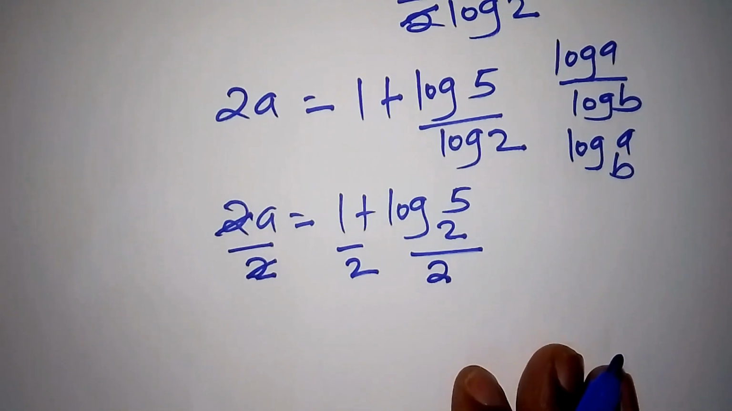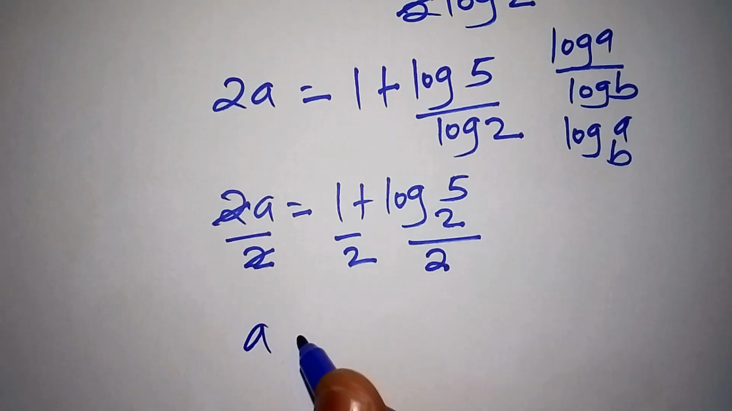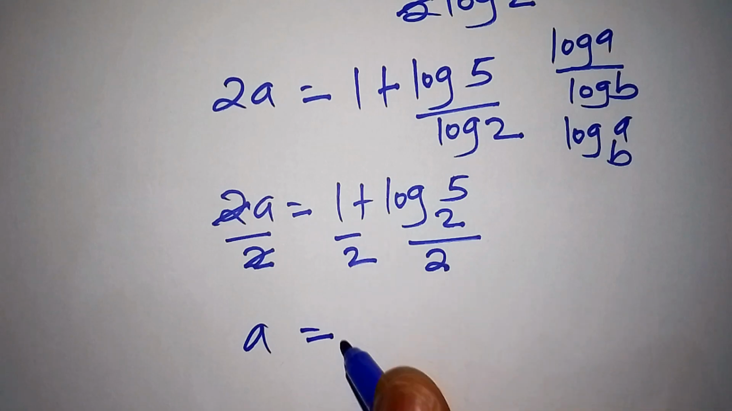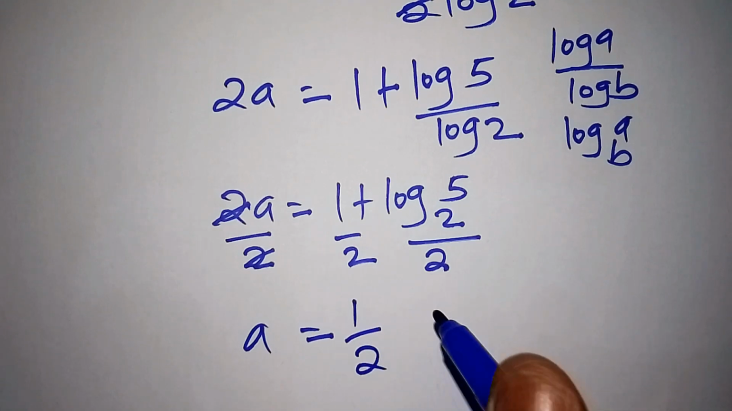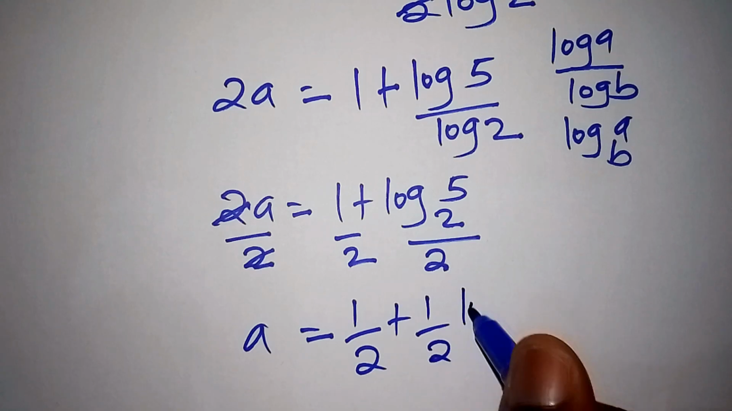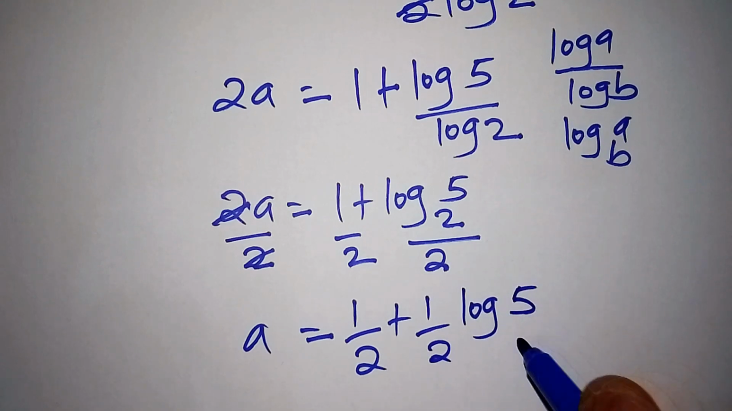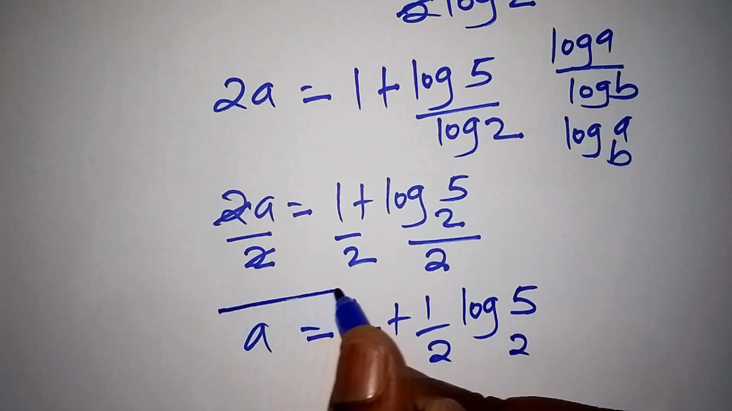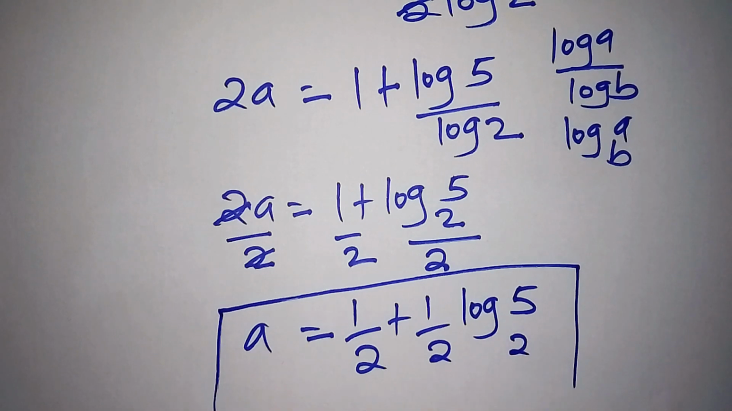So now we shall remain with a. So our value for a is equal to 1 over 2, plus 1 over 2 the log of 5 to the base of 2. So now this qualifies to be our correct answer.